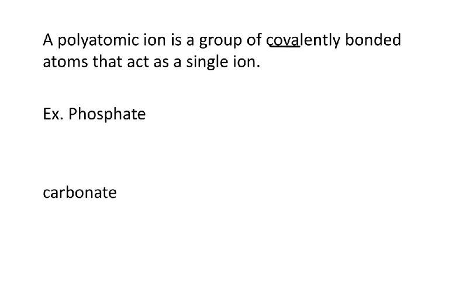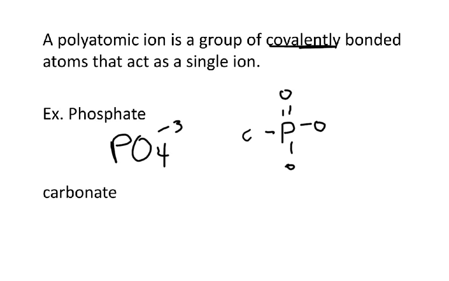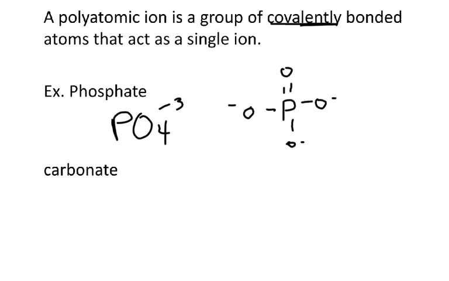Covalently bonded means they don't come apart, okay? And they act like a single ion. For example, we have phosphate, which is PO4 and has a -3 charge. It's a phosphorus with an oxygen there, one there, and one there. So it's covalently bonded. They're not going to come apart.